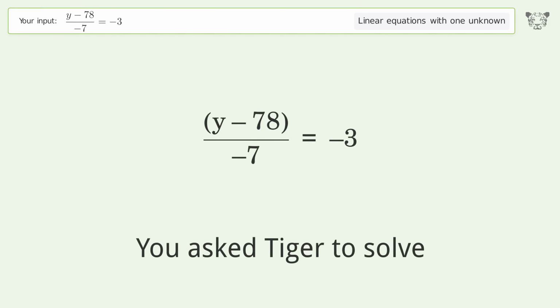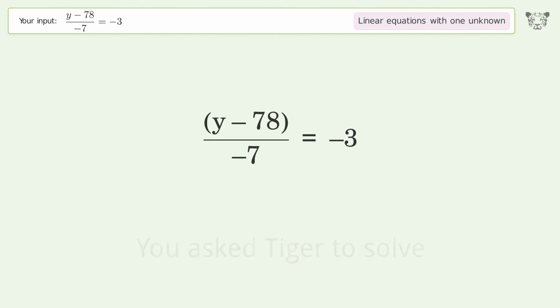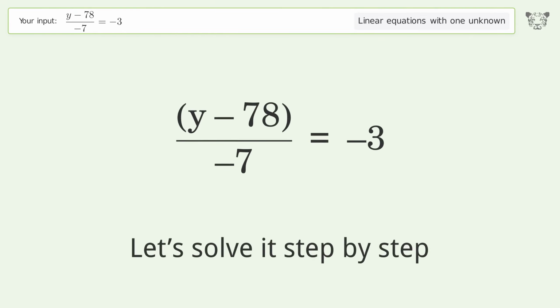You ask Tiger to solve. This deals with linear equations with one unknown. The final result is y equals 99. Let's solve it step by step.